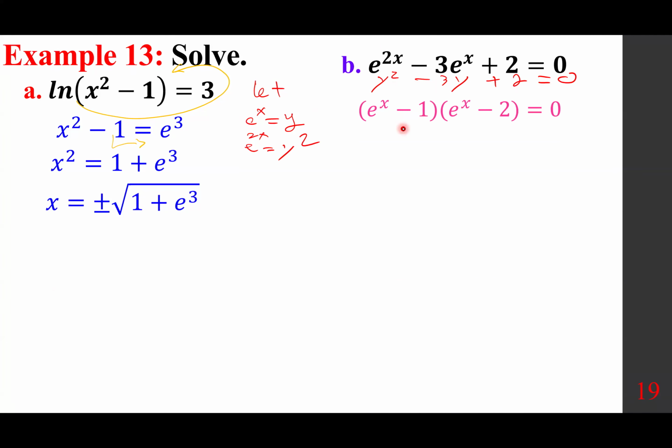So e to the power of x is either 1 or 2. In this case, e to the power of x is 1. That means x is ln 1, which makes it 0. In this case, it's ln 2. And you keep it as ln 2 because it's an exact answer, everybody. In calculus, we answer with exact answers unless otherwise mentioned. So x equals ln 1 or 0.